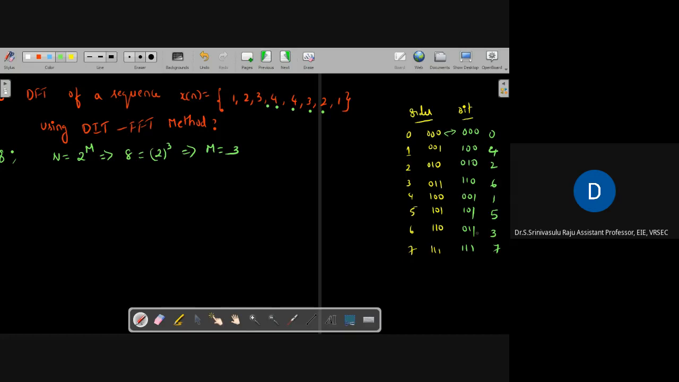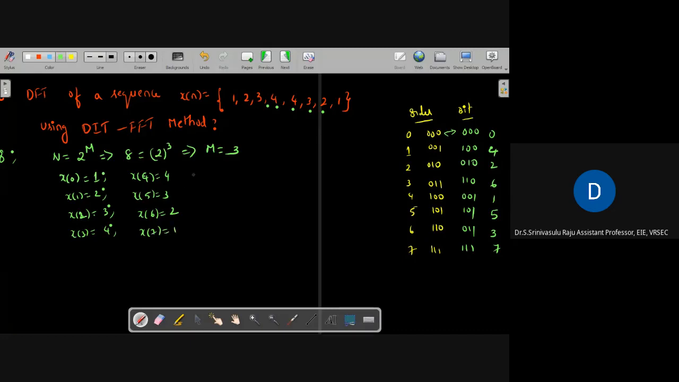So this is the order you have to follow. Now, if you see here, we have x of 0, 1, x of 1, 2, the elements. I am writing the elements: x of 2, 3, and x of 3, 4. And x of 4, 4, x of 5, 3, and x of 6, the value is 2, and x of 7, the value is 1.